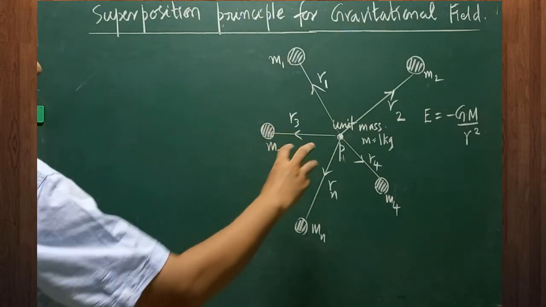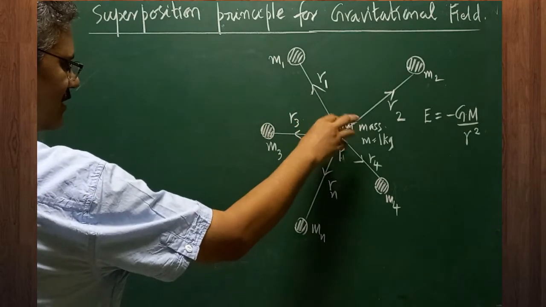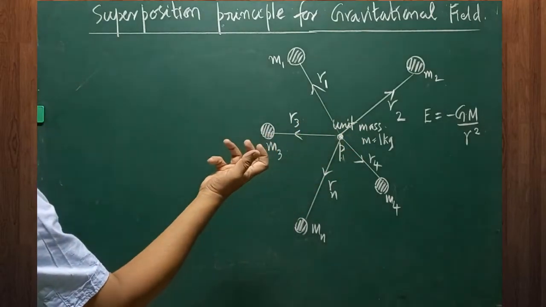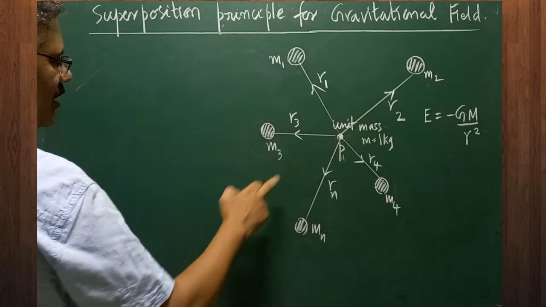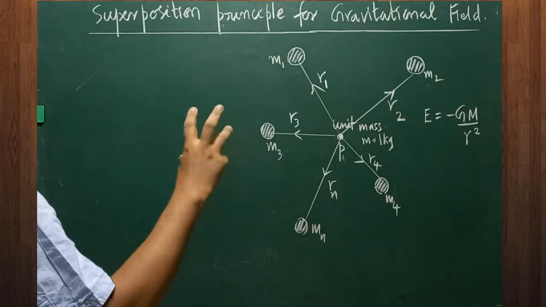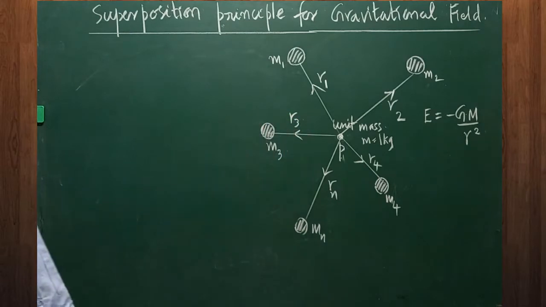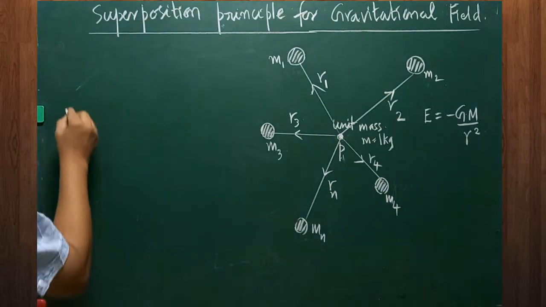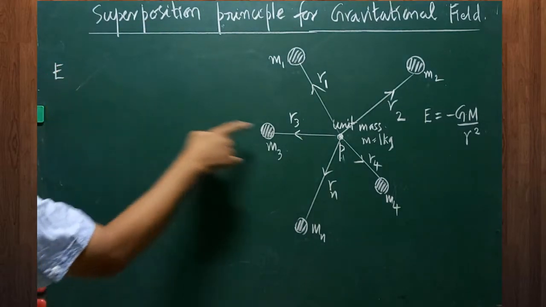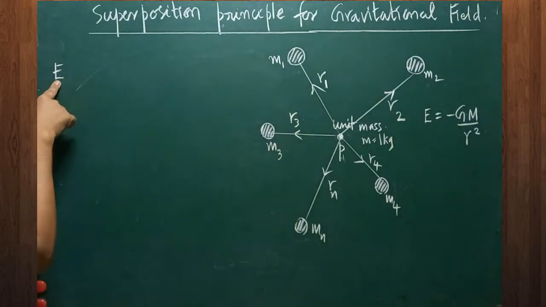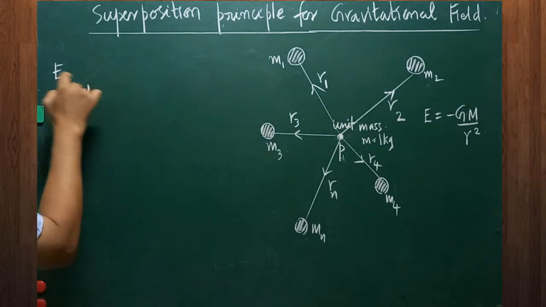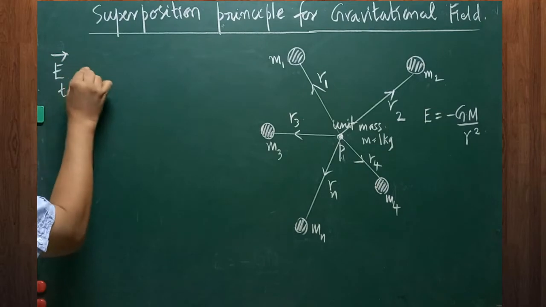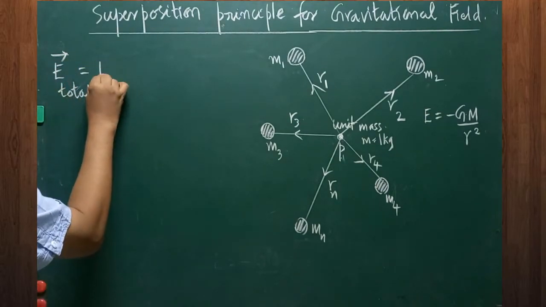On the whole, the unit mass which is kept at point P experiences the net gravitational field, that is, net gravitational force. So to calculate the total or net gravitational field at point P, we need to use the principle called the superposition principle. Here we are going to calculate E total. E is the symbol for gravitational field at point P. The total gravitational field at point P, that is a vector, can be obtained by adding the individual values.